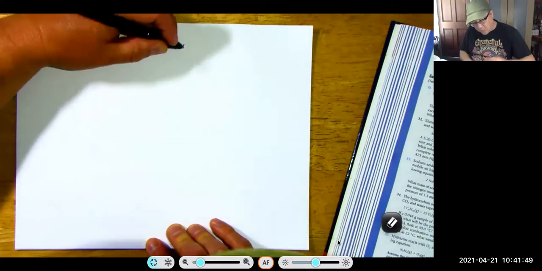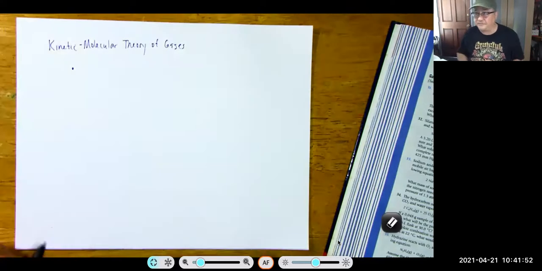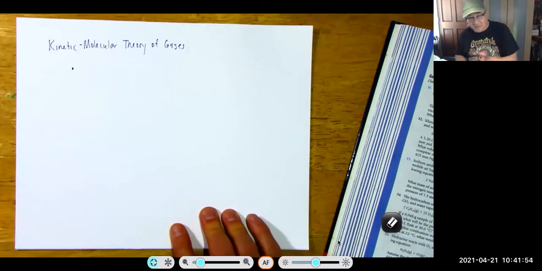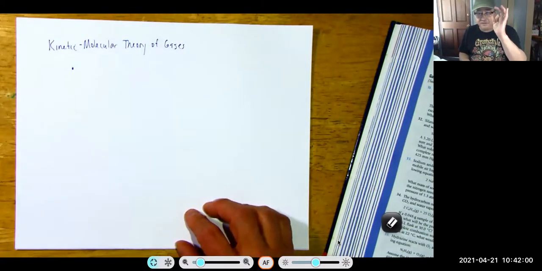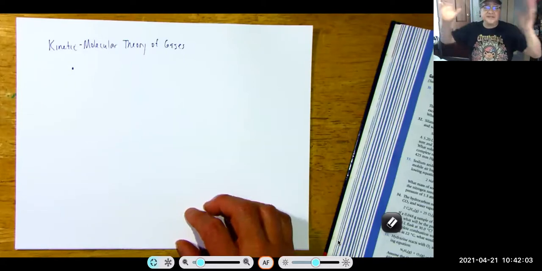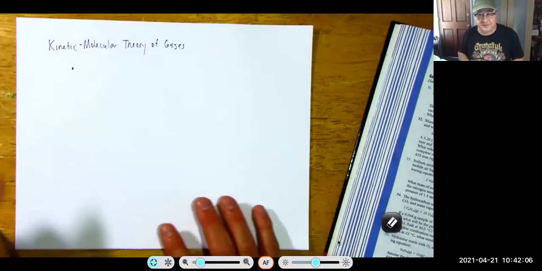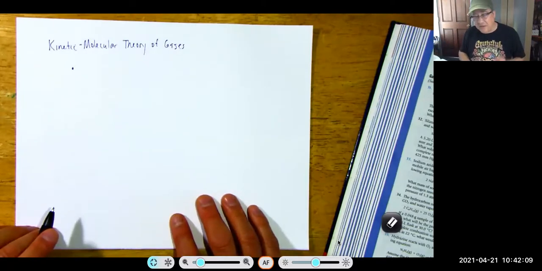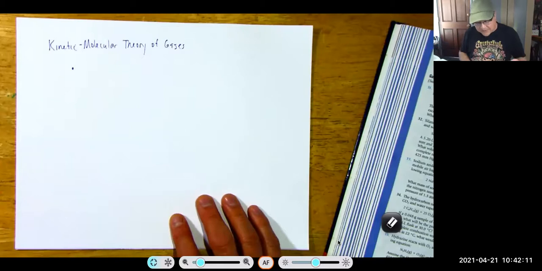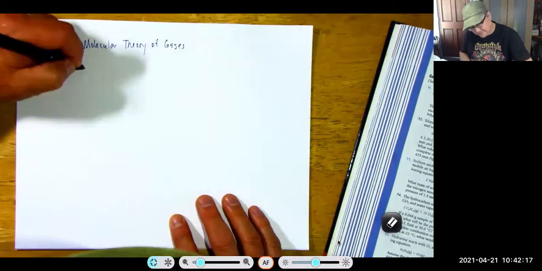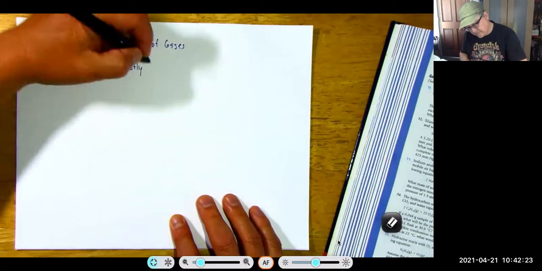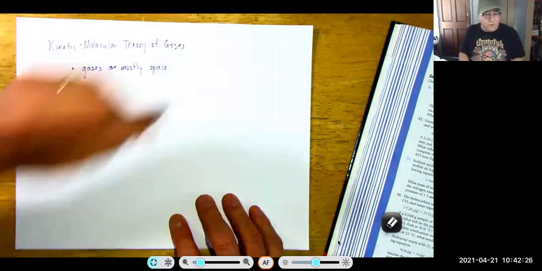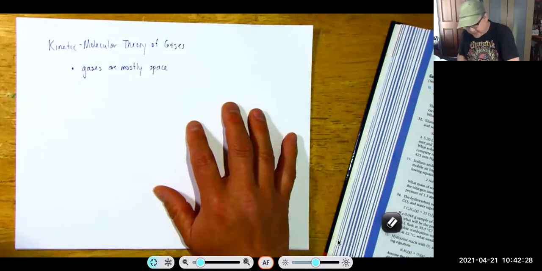Well, one of the things, to say it without writing it all out, is that the size of the gas particle itself is much smaller than the distance between the gas particles. Yeah. So that's the way the book would say it. And the way I would say it, just to simplify it, is that gases are mostly space. Now, because of that, what can gases do very easily? They compress.